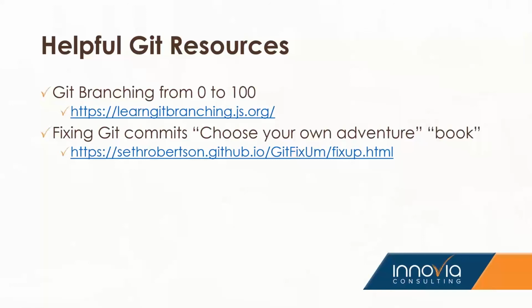If you ever end up making a bad commit or doing something wrong, or you think you lost something, this is just like a choose your own adventure book. It'll ask you, what did you do? How'd you mess up, or what are you trying to do? And you'll just click through the links, and it'll help you fix anything that went wrong regarding Git. Super helpful resource. And yeah, that concludes it for me. That's all I have.